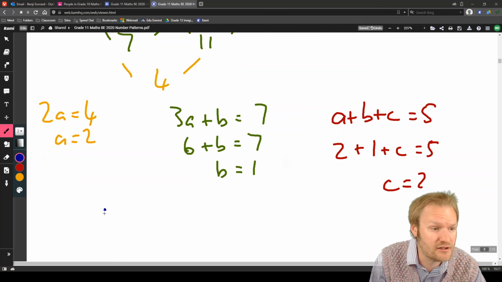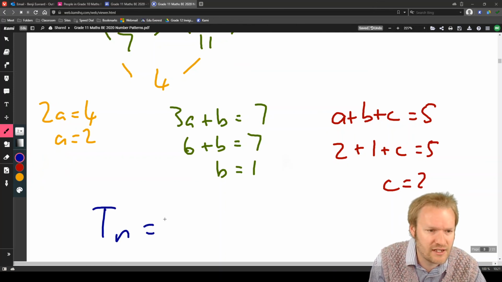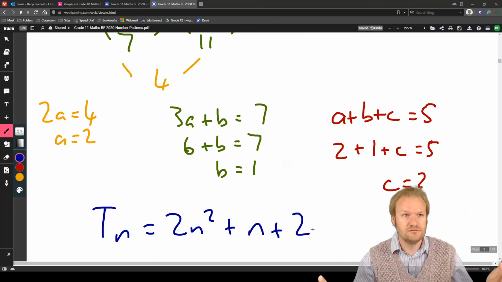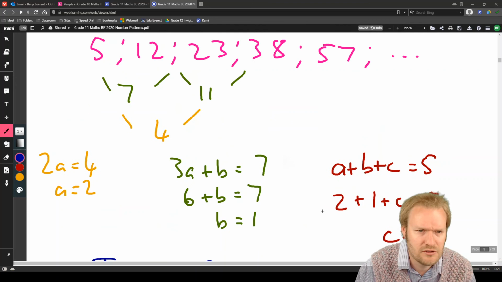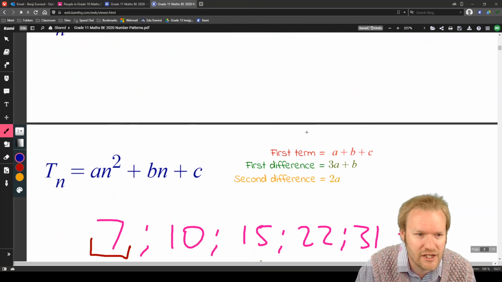But it didn't ask us what a, b, and c were. It said, what's the general equation? So Tn equals 2n squared plus n plus 2. Done. There we are. So for the first bit, you'll be going back and checking your notes, but it's all in that bit there.